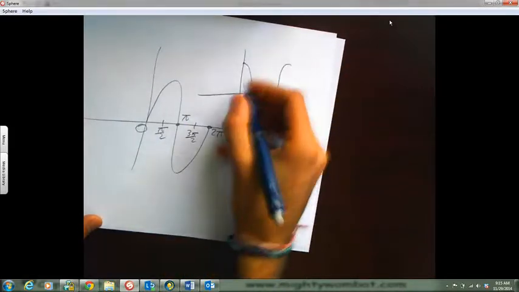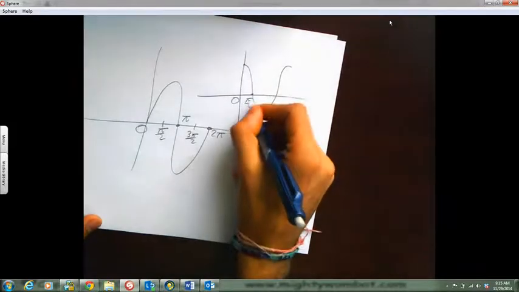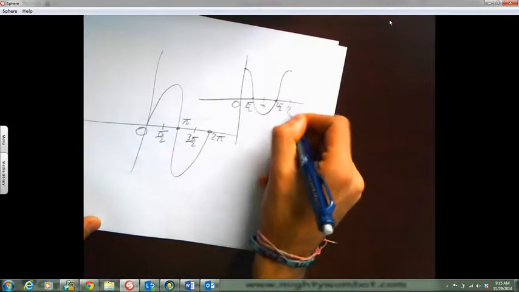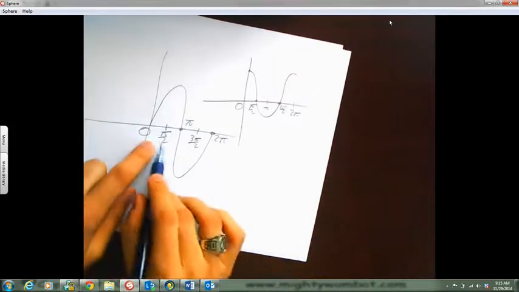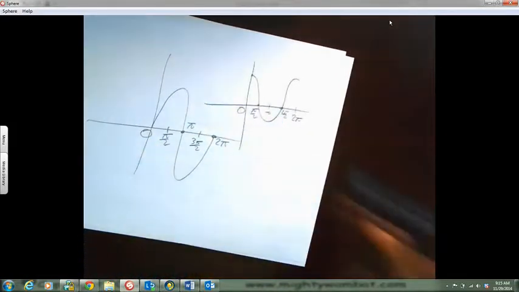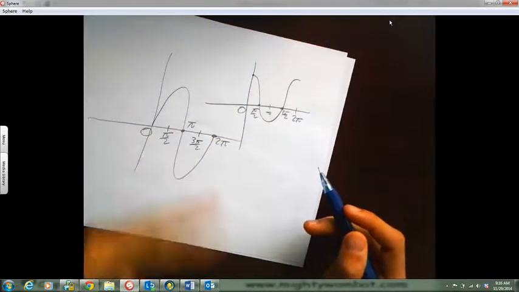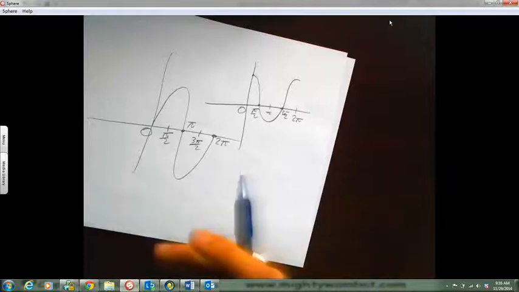0, add pi over 2, you get pi over 2, add pi over 2, you get pi, add pi over 2, you get 3 pi over 2, add pi over 2, you get 2 pi. So every pi over 2, we have a key point. Where did pi over 2 come from? 2 pi, the period, divided by 4 is pi over 2. Apply this knowledge to this problem we have here.